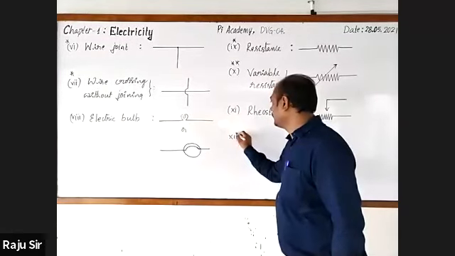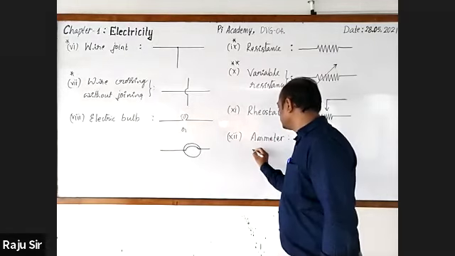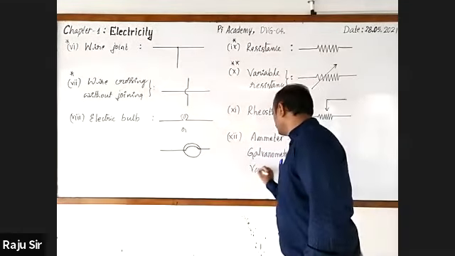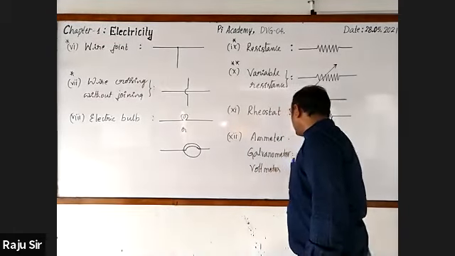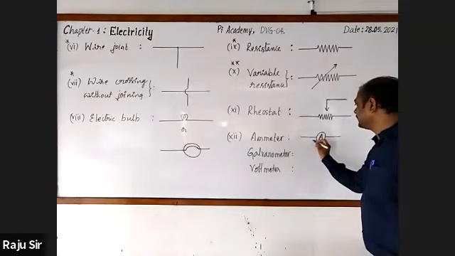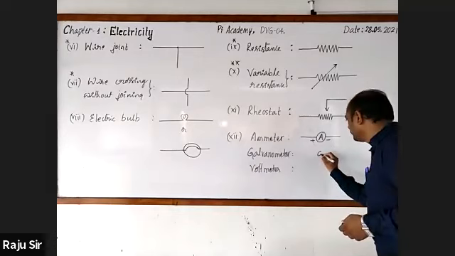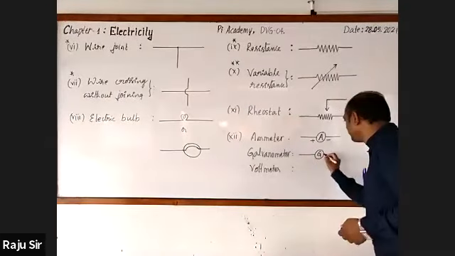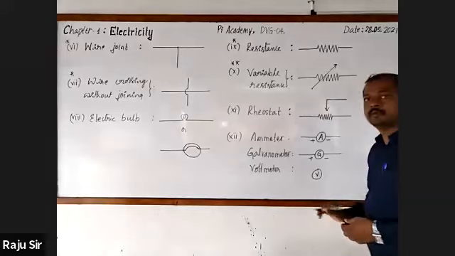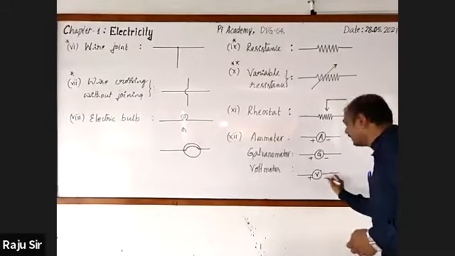Next, 12th one, it is ammeter, galvanometer, voltmeter. So ammeter is an encircled A with a line on either side, and show the terminals, positive and negative. Galvanometer, encircled G, positive and negative. Voltmeter, encircled V, positive and negative terminal.